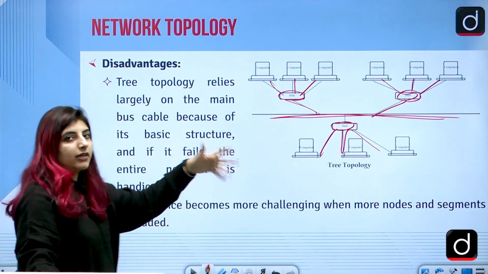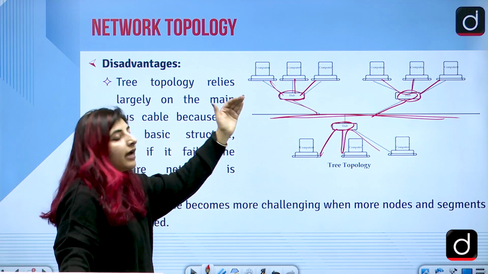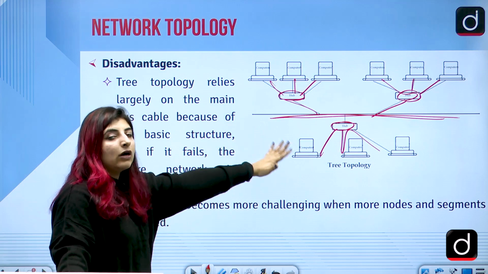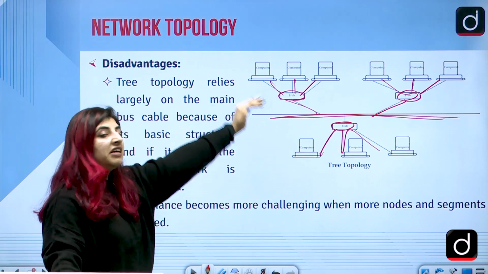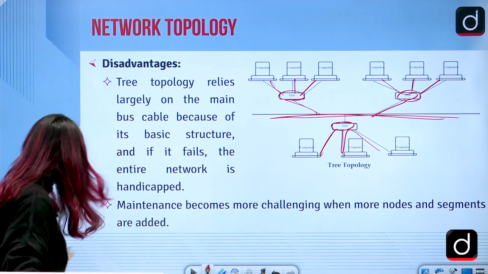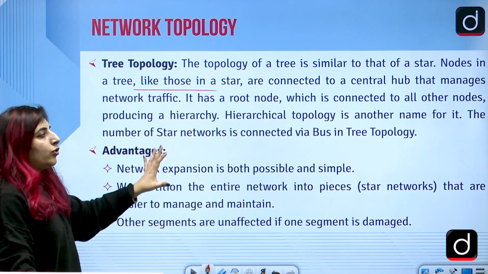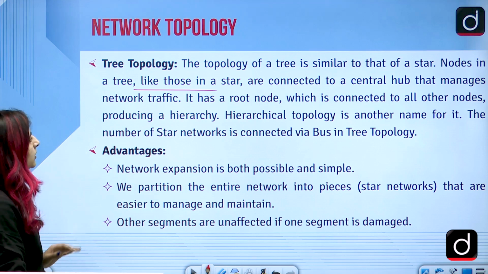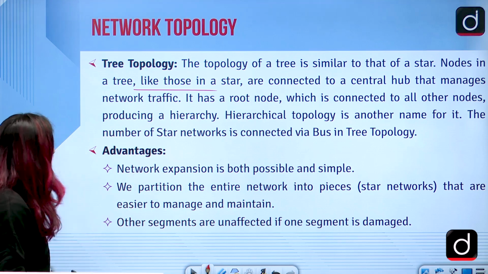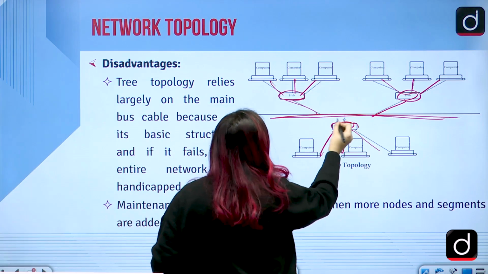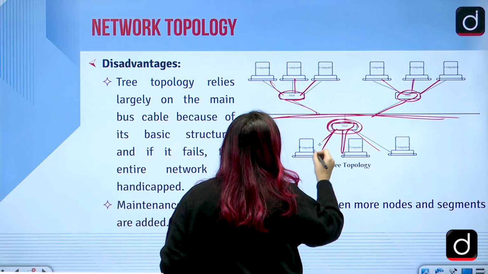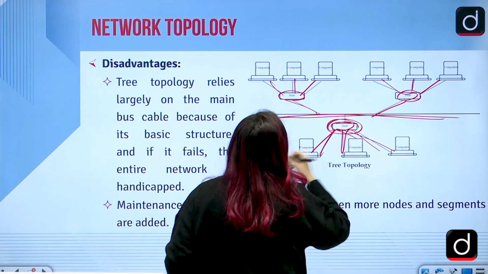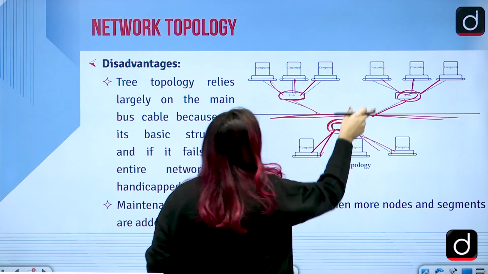As I have shown you, a hub is something which connects all the computers, but here there are multiple hubs as well, correct? It has a root node which is connected to all other nodes, producing a hierarchy. So it has a hierarchical structure. Even if this node is connecting to other devices, a hub, these are also connecting to other devices.